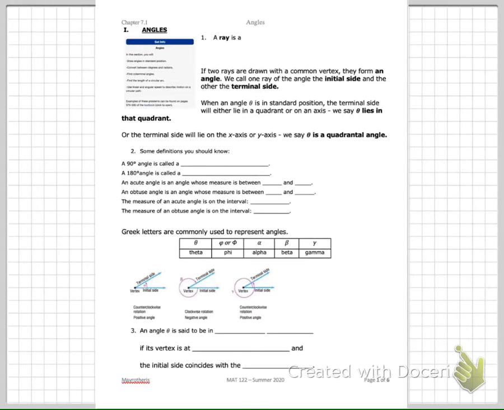Okay, we're going to do notes page by page, so hopefully that makes it a little easier when you need to find something. We're going to start with a little bit of a review and talk about what a ray is. A ray is a part of a line with a fixed endpoint.